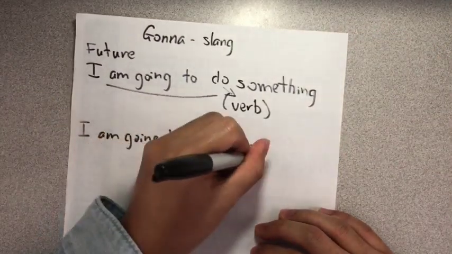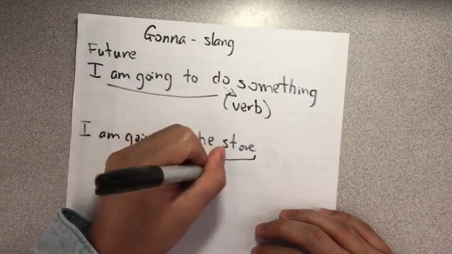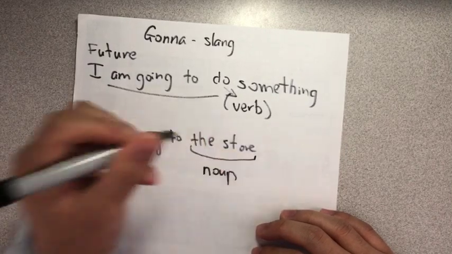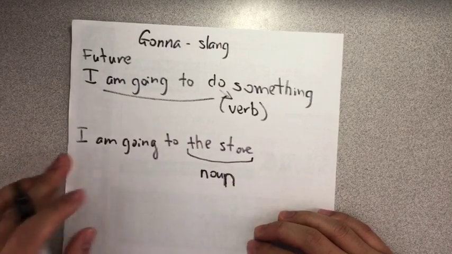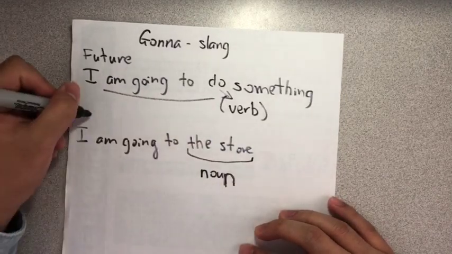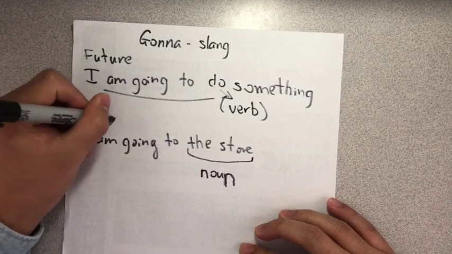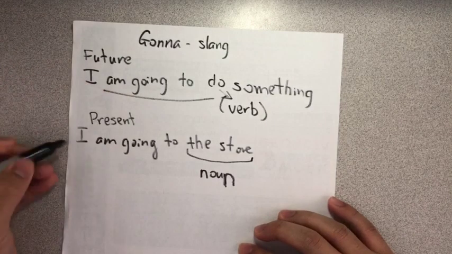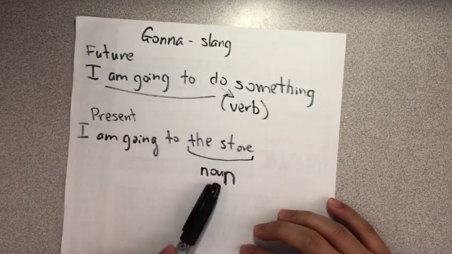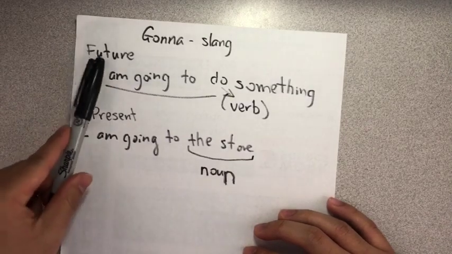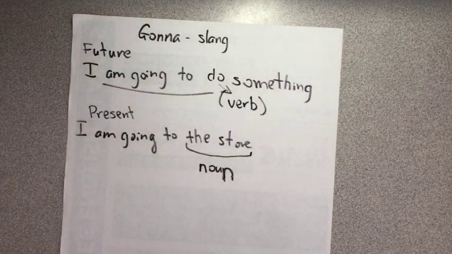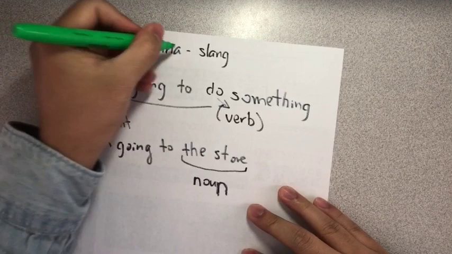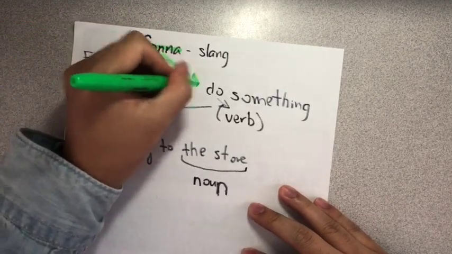If I say I am going to the store, I'm going to the store. The store is a noun, a place. That's the letter N, okay? This sentence is in the present because we're saying I'm going to, noun. It's only in the future if we do I'm going to, verb. And if it's I'm going to, verb, then we can use gonna.